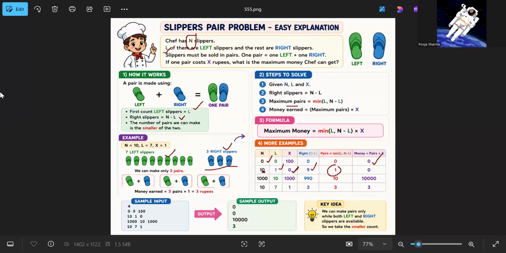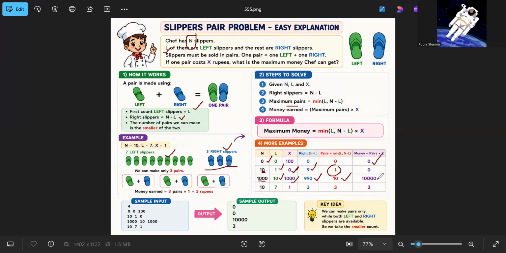Now, moving on. The next problem. Here, total you have 1000, right? And L is 10. Out of 1000, 10 are left. How many are right? 1000 minus 10, that is 990. So you have a total of 990 that are right. Right? So how many maximum pairs you can make? 10 is the maximum pair I can make. Now, I need to print the money. So pair multiplied by the amount, and then it will become 10,000.